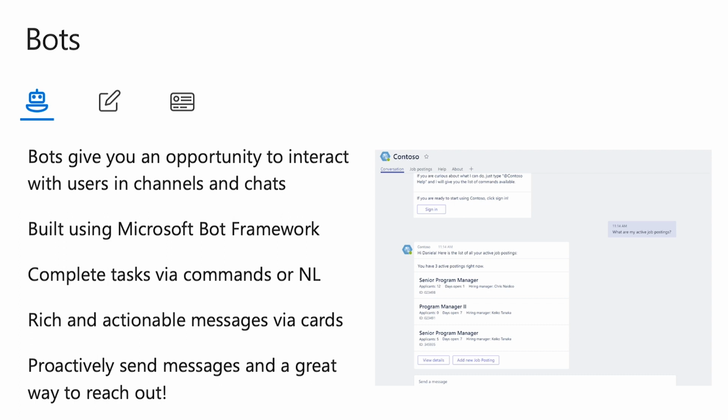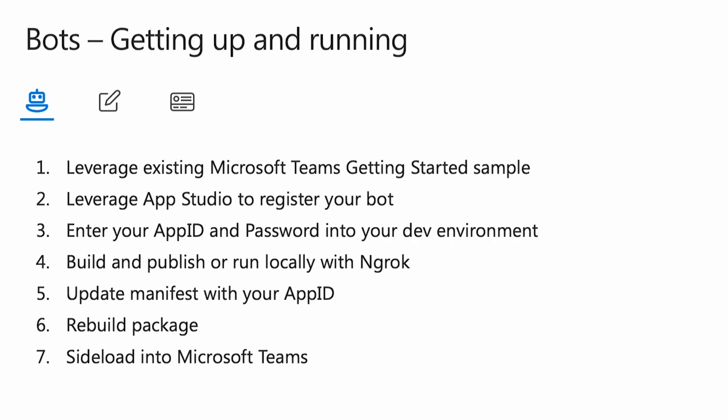Fundamentally, they're a great way to reach out to users and teams. So in order to get up and running with bots, the first thing we're going to do is head over to GitHub and grab an existing sample for building bots on Teams. Once we're done with that, we're going to use App Studio to create and register your bot with the Bot Framework. That process will give us the app ID and password that you will insert back into your dev environment to get things set up.